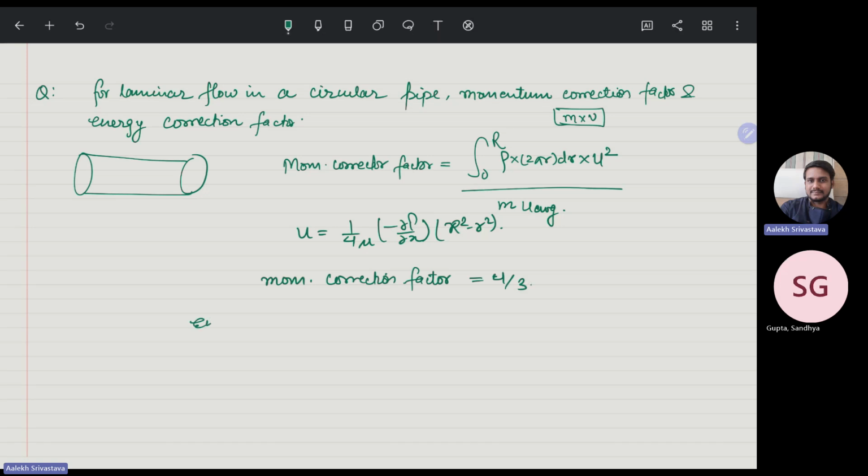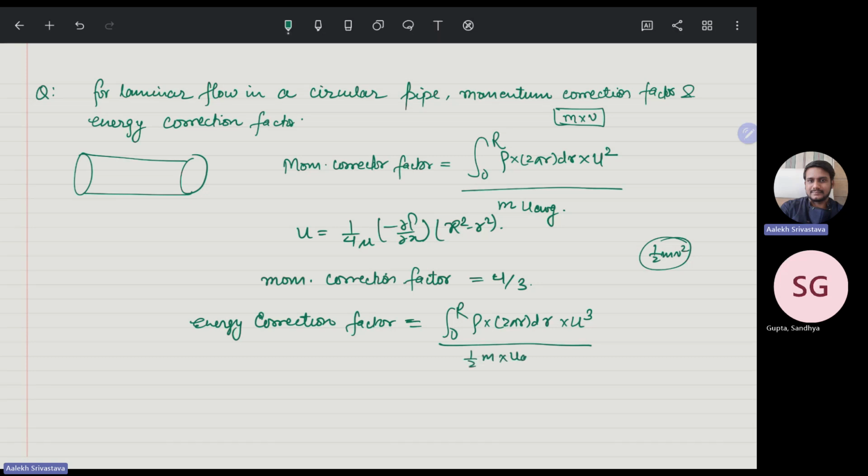And the energy correction factor, similarly, from 0 to r, it is half m v square. So if you make it in the form of differential elements, it is rho into 2 pi r dr into u cube, divided by half m into u average square. So this is the energy correction factor. This is the value you can solve because we know the velocity value, you can put it in and directly solve the equation.